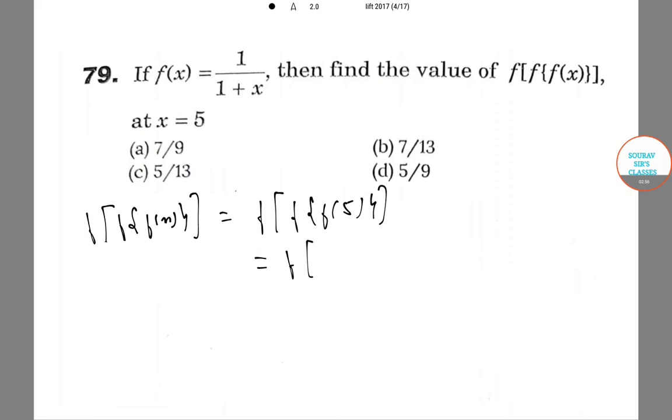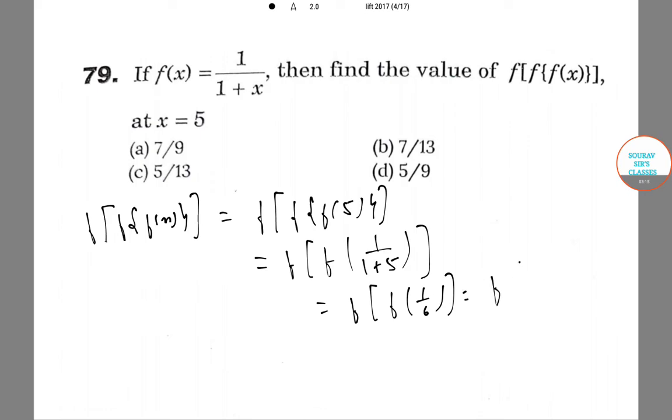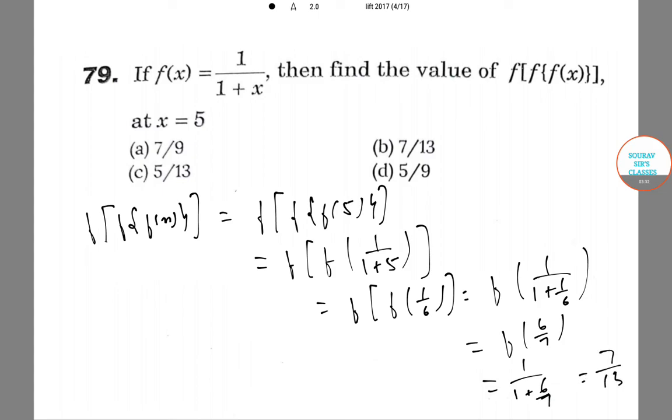So this is f of 1 by 1 plus 5. So this is f of f(1 by 6). Now this equals f of 1 by 1 plus 1 by 6, which is f of 6 by 7. So 1 by 1 plus 6 by 7, this gives us 7 by 13. So the correct option is option B.